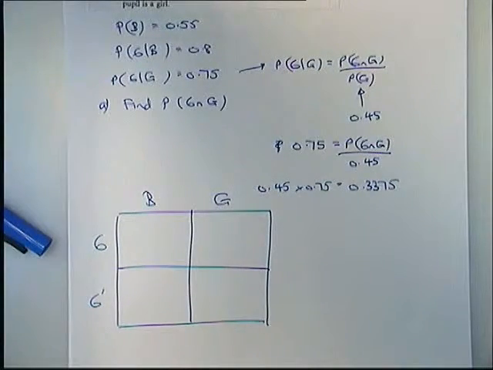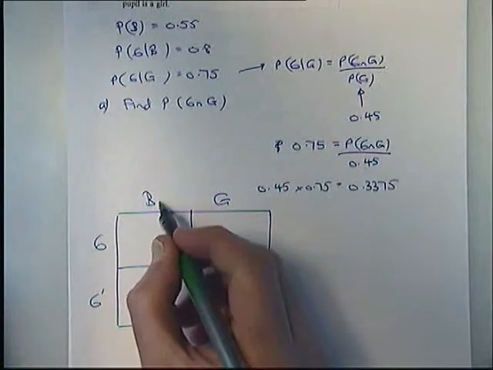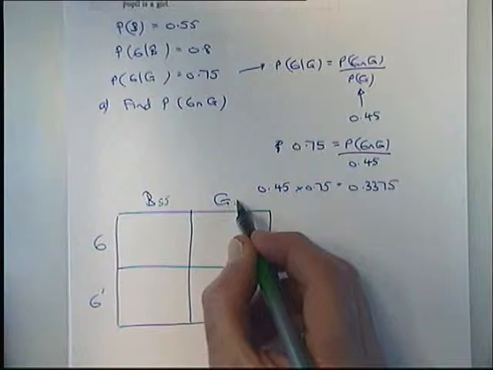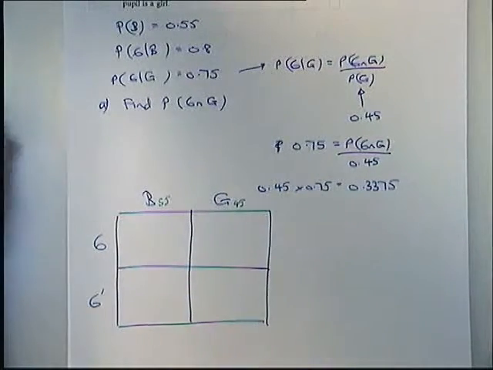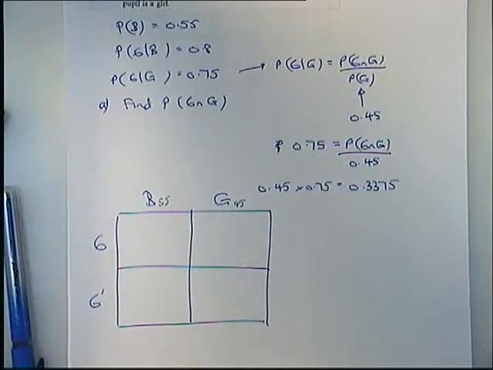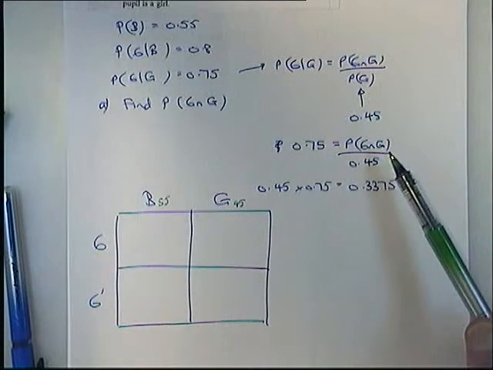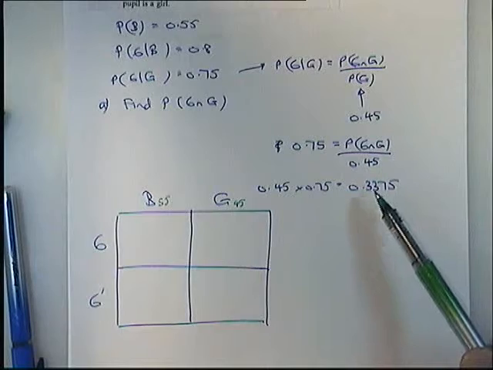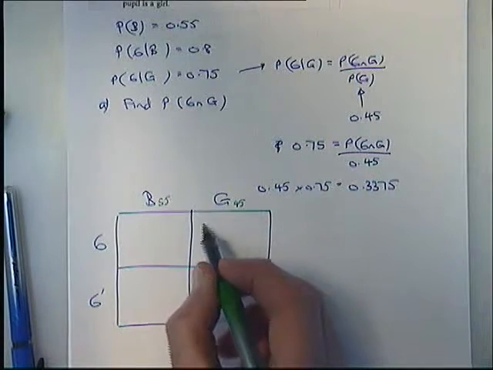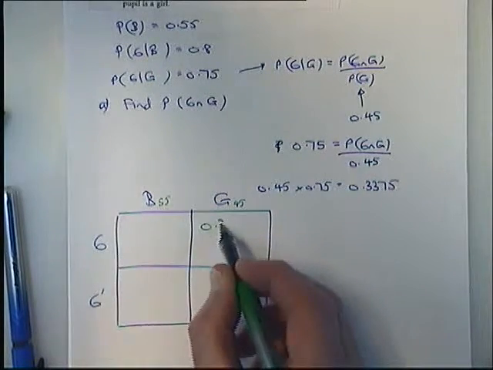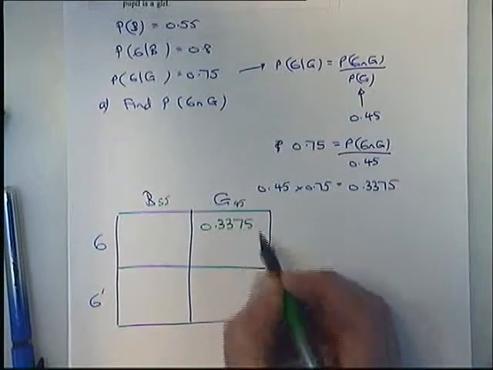And you can just stick the numbers in from here, so you should know what you have. So we knew at the top boys were 55%, girls were 45%. What have we got so far? We've now worked out sixth form and a girl is 0.3375. So that's one in here.